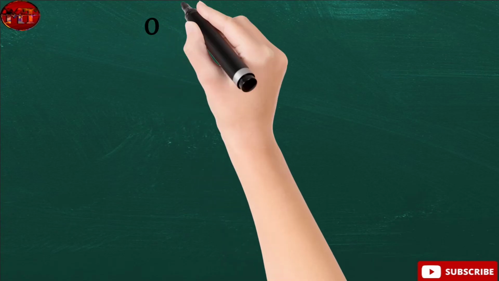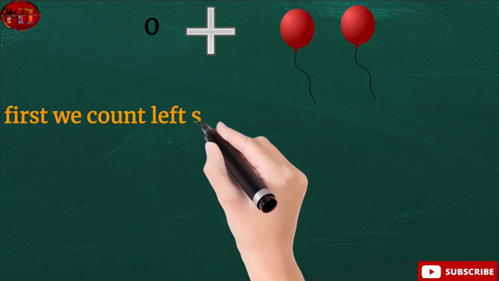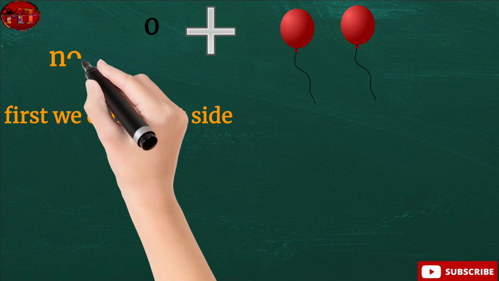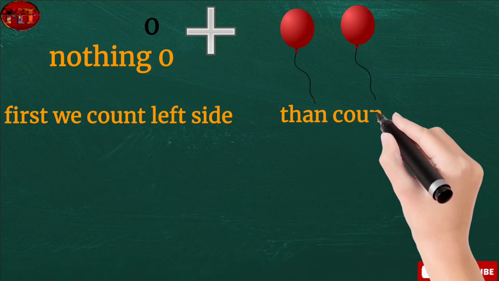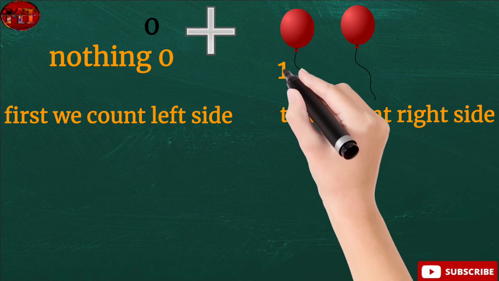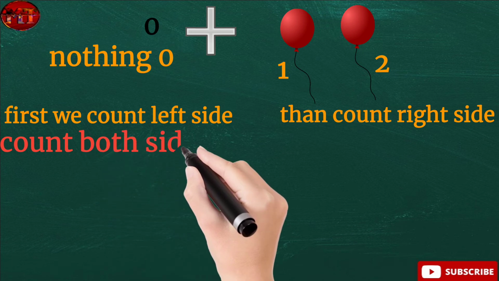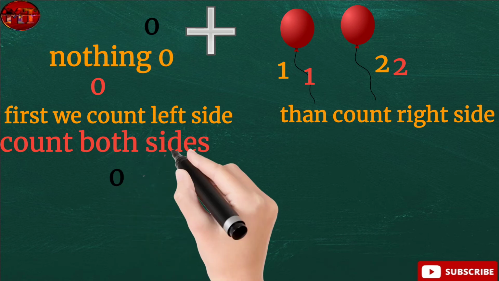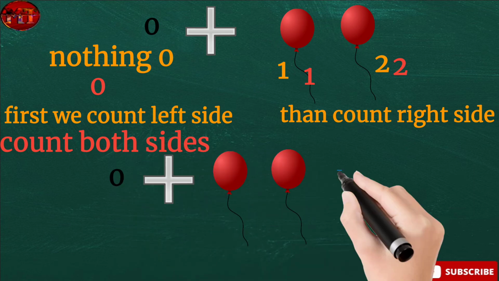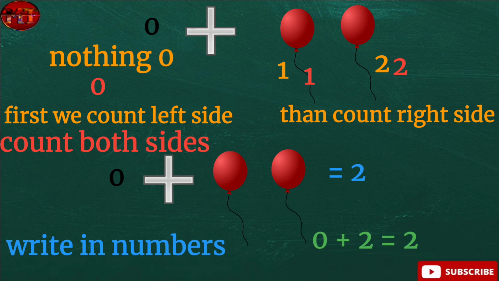0 balloon plus 2 balloon. First we count left side: 0. 0 means nothing, so we write 0. Then count right side: 1, 2. Count both side: 0, 1, 2. So 0 balloon plus 2 balloon is equal to 2 balloon.